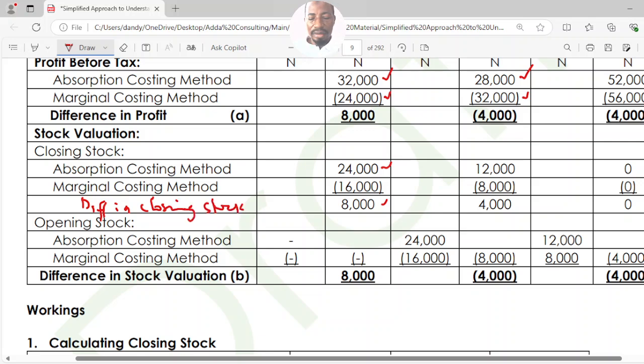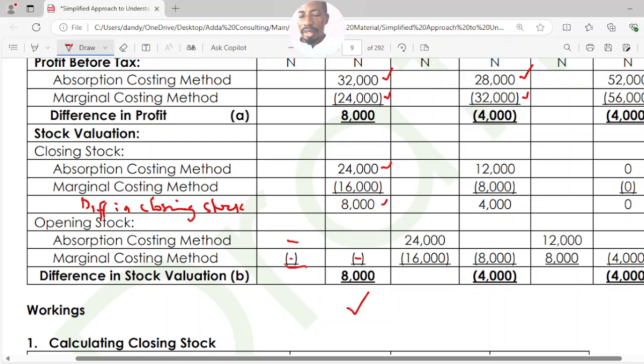Then I need to less difference in opening stock. So under absorption costing method, there was no opening stock. So you put a dash. Under marginal, there was no opening stock. So the difference between these two will give us nothing. 8,000 minus nothing will give us 8,000. When you look at the profit in the first year, 8,000. Difference in stock valuation, 8,000. That means this one is correct.